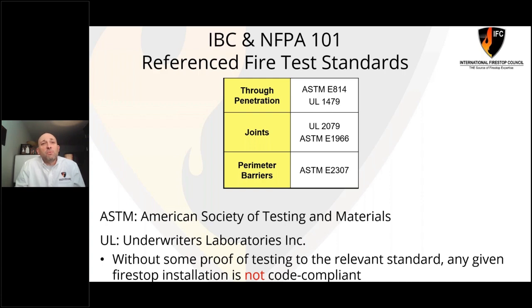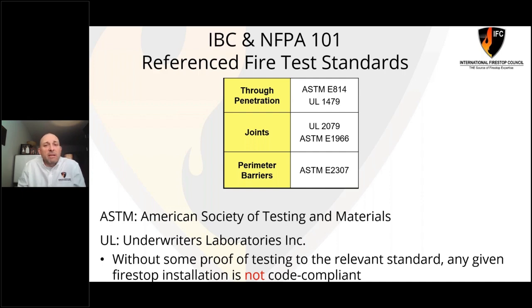Then the UL version will build on those standards. They'll give us optional tests like W for water rating, L ratings, which are very important in some of the codes that we'll see for smoke leakage, and there's some other movement ratings recently. But for through penetrations, you see the ASTM standards are E814 and UL 1479.